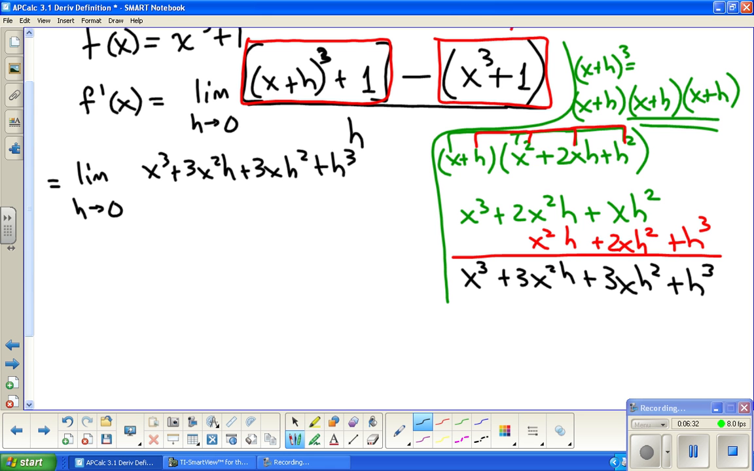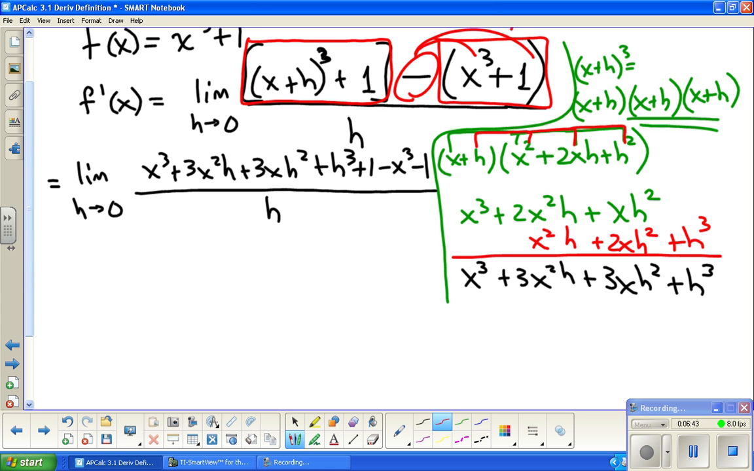That's that, plus 1, minus x cubed minus 1. Now, again, that minus 1 is there because when I subtract this group, I have to subtract both of them. Okay, let's do some adding up, combining of like terms. So I see an x cubed here and an x cubed here. I see a 1 and a negative 1, or a minus 1. So you can track what happened. Everything else has an h.